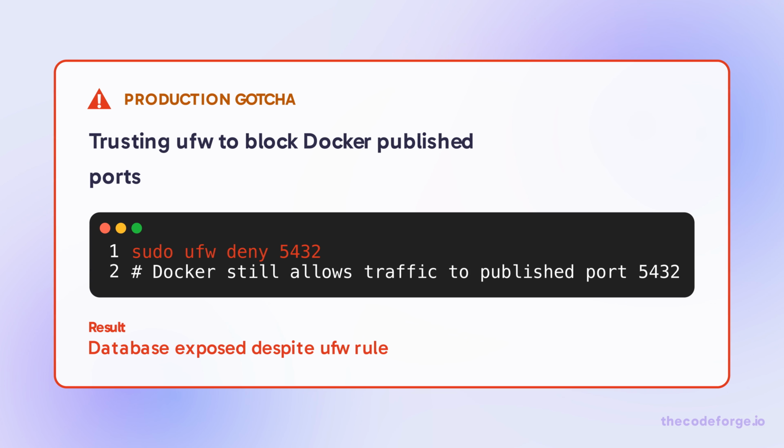Docker's iptables rules bypass UFW because they operate on the FORWARD chain, not the INPUT chain. A UFW deny rule does not block traffic to published ports. Always add explicit drop rules in the DOCKER-USER chain for ports that should not be externally accessible.